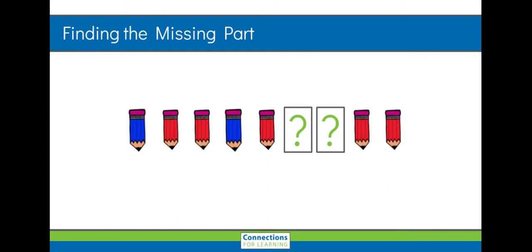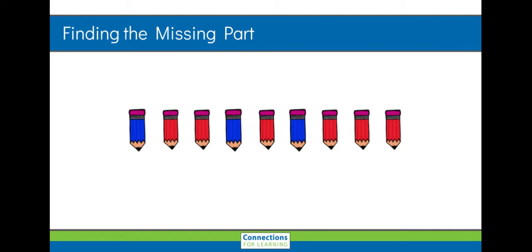Well, when we extended patterns, we looked at what came just after the last one. So if I look here, I see a red pencil right before our unknown, and before that is a blue. So I wonder if this is a blue and a red, just like the two that come before it. Well, let's read this pattern out loud. Blue, red, red, blue, red, blue. Oh, blue, red, red, red.